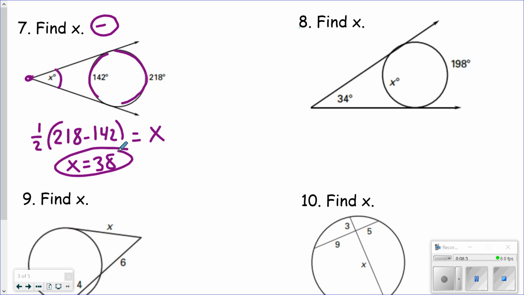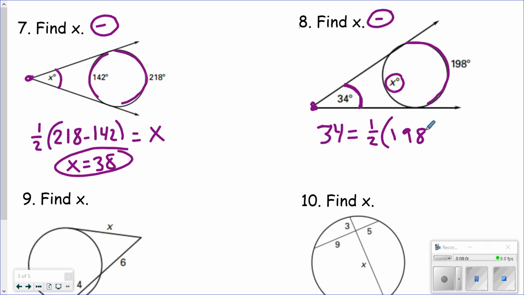Number 8, same thing, we have two tangents here, and we see that the collision and the angle is outside of the circle. So we're going to use that equation with subtraction. Now this time we have to be careful because the angle outside is not what we're looking for. We're looking for this angle here. All right, so this time we know that that outside angle, 34, is equal to 1/2 the difference of our arc measures. So the first arc measure is 198. The second arc measure, that's what we're looking for, is x.